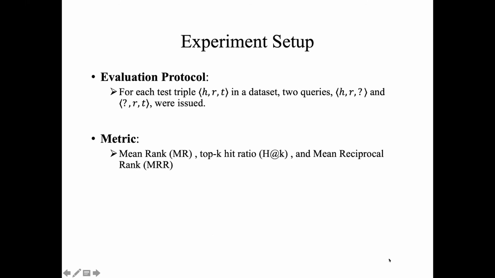For evaluation, we follow the standard knowledge graph completion evaluation with the filtering setting. For each test triple (H, R, T) in a dataset, 2 queries, (H, R, ?) and (?, R, T), were issued. We adopt mean rank, top-K hit ratio, and MRR as our metrics.